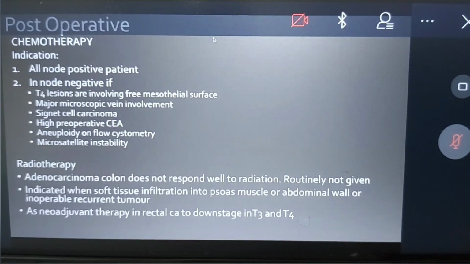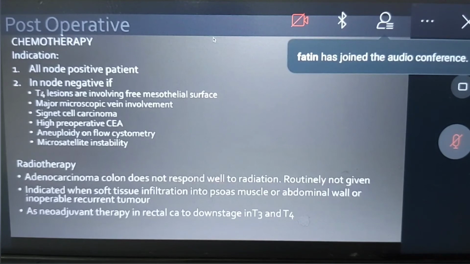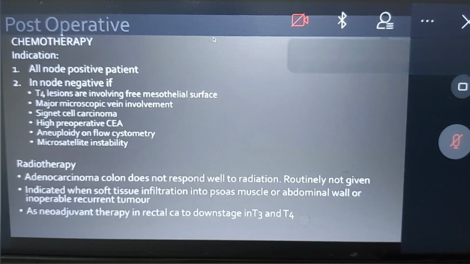So for the post-operative, first for chemotherapy, the indication for chemotherapy is if the nodes are positive, or if the node is negative but the T4 lesion involves a free mesothelial surface, or major microscopic vein involvement, or signet cell carcinoma, or high preoperative CEA, aneuploidy on flow cytometry, and also microsatellite instability.